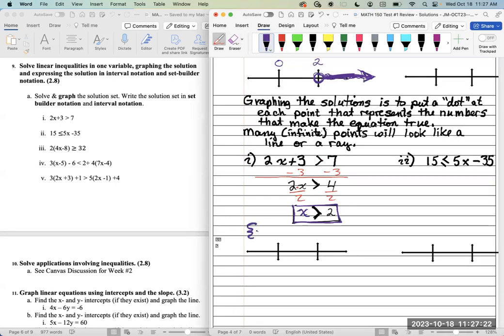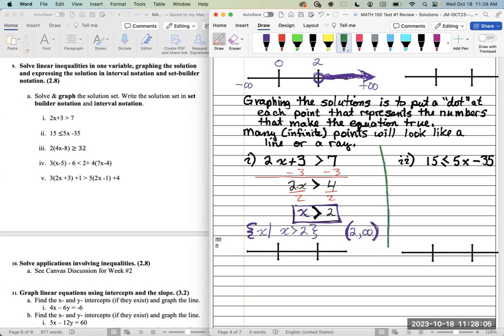My set builder notation will be the set of all numbers x such that x is strictly greater than 2. There's my set builder. My interval notation will be all of the numbers from 2, but not including the number 2, up to infinity. To the right is positive infinity, to the left is negative infinity. Infinity is not a point, so you will always have a parenthesis in your interval notation whenever you have positive or negative infinity, and the other number will be a bracket if the endpoint is included, or parentheses if it's not.